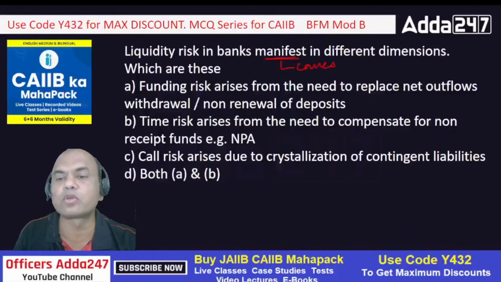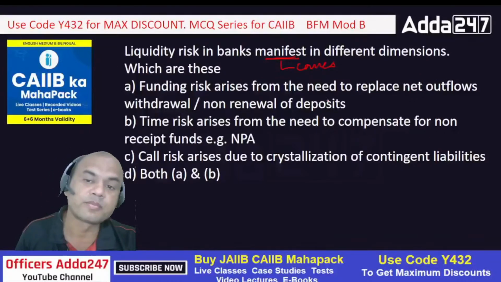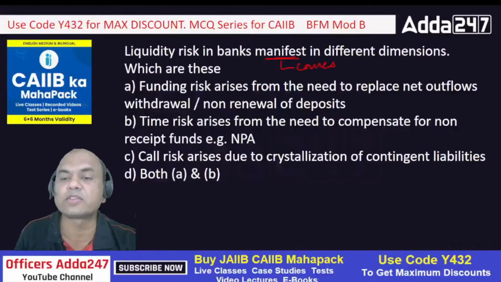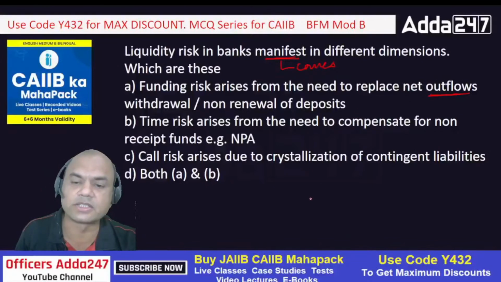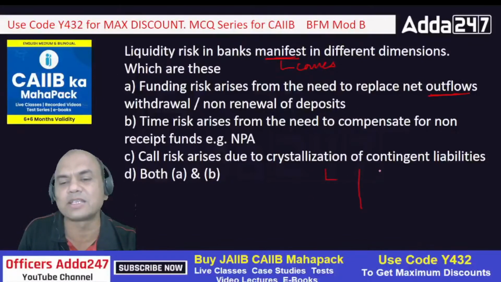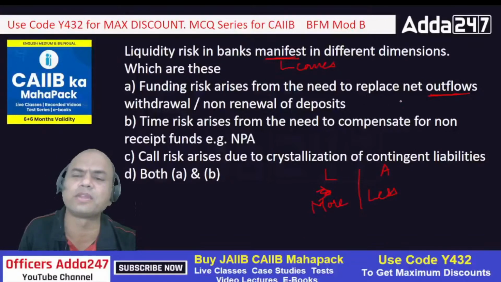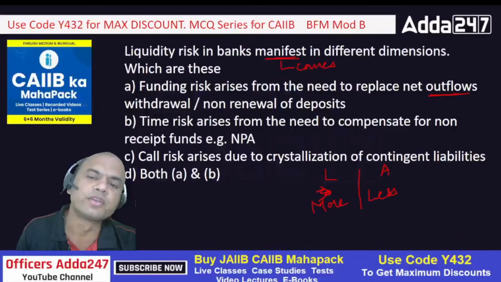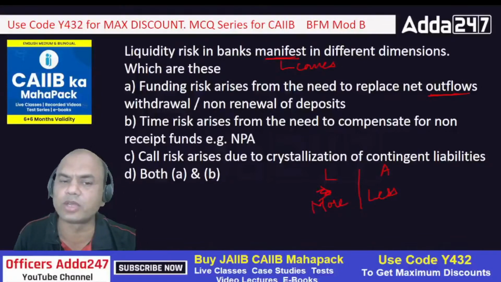Funding risk arises from the need to replace net outflows, withdrawals, non-renewal of deposits. So, can this happen? Funding risk arises from the need to replace net outflows, meaning I am having more net outflows. Net outflows means what? Income minus outgoing. Here again same, banking is always liabilities and assets. More going out and less coming in. So definitely you'll be having net outflows, right? So does this liquidity risk come in condition A? Let's see. You have to answer it.